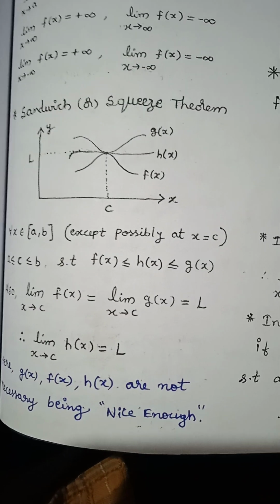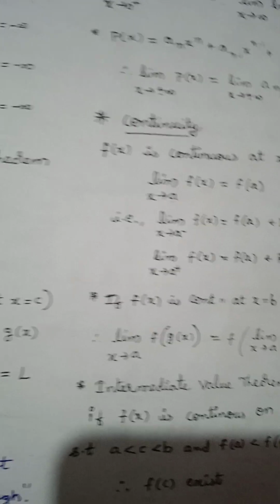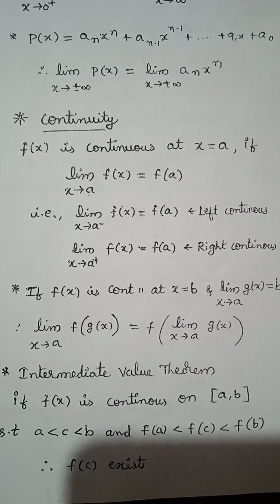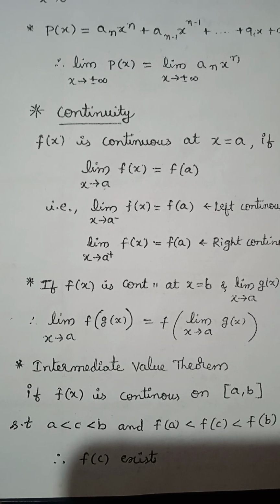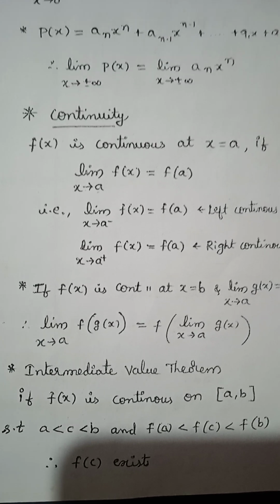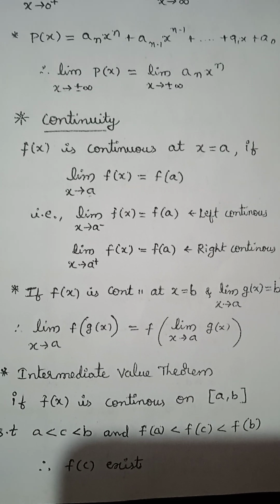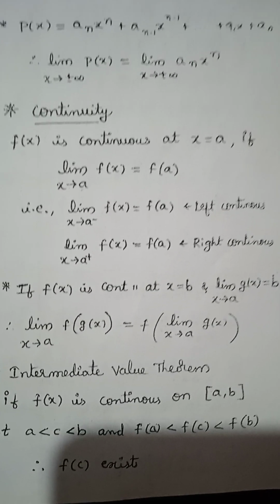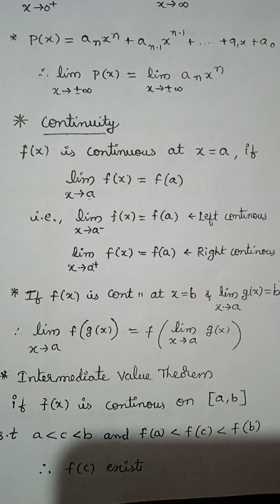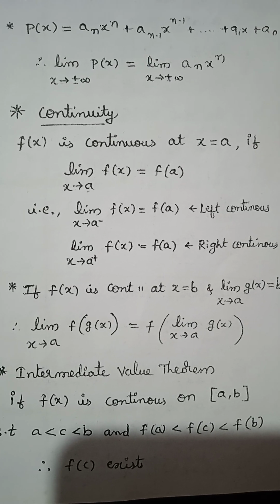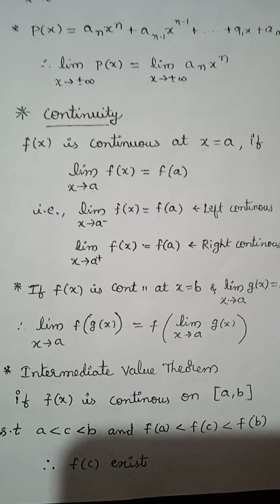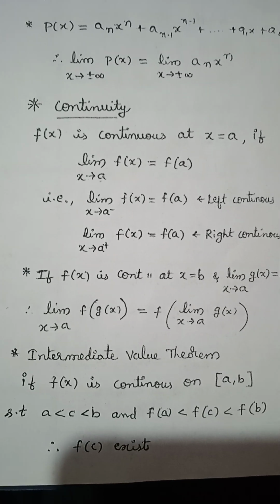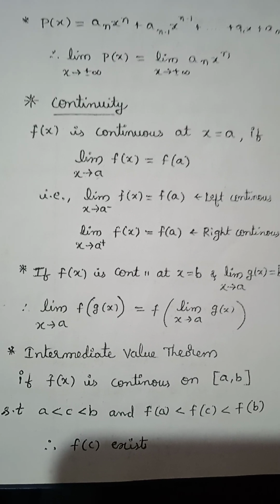Now we move on to continuity. f of x is continuous at x equal to a if limit x tends to a f of x equals f of a. Here we have left continuous and right continuous. Limit x tends to a minus f of x equal to f of a, that is left continuous. Limit x tends to a plus f of x equal to f of a, that is right continuous.